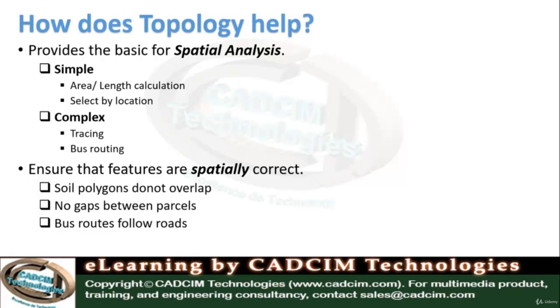Things like tracing flow through a utility network or routing a bus through a transportation network. This requires connectivity of arcs through nodes. If the connectivity is not built in and there is not a system of topology to help keep track of how the features are connected, you cannot route a bus through a network of lines and arcs.